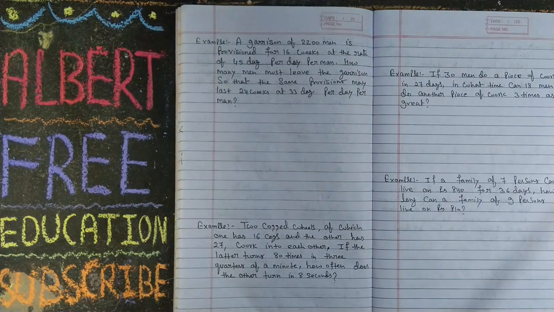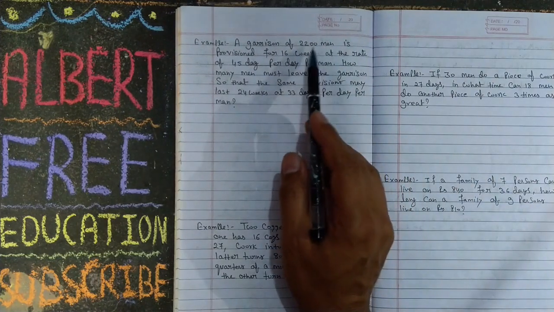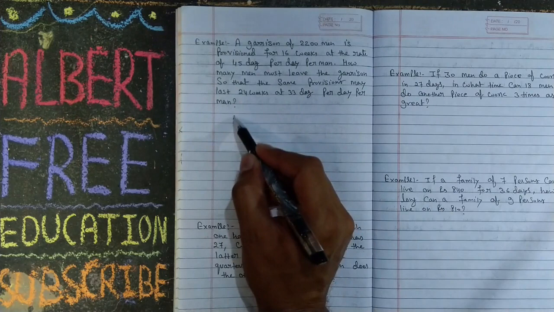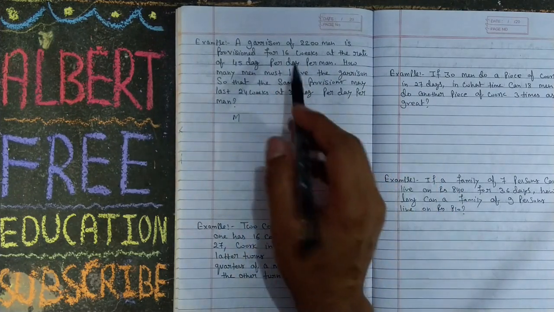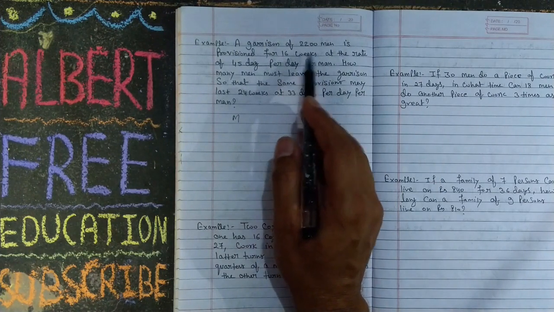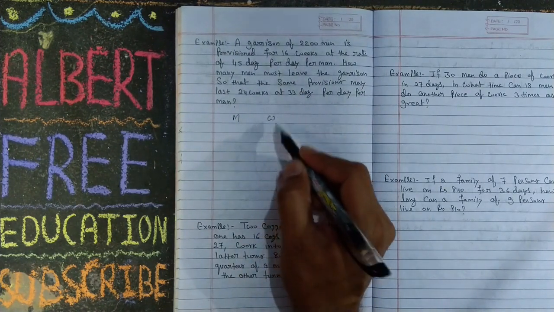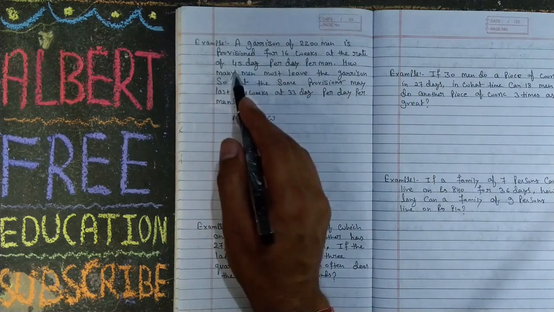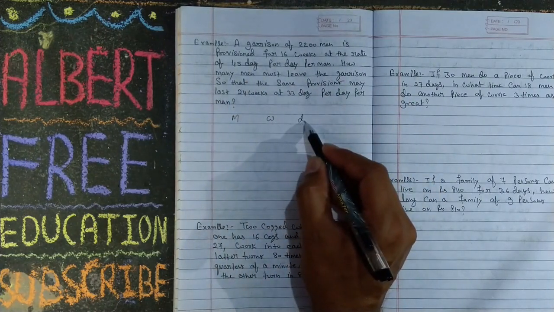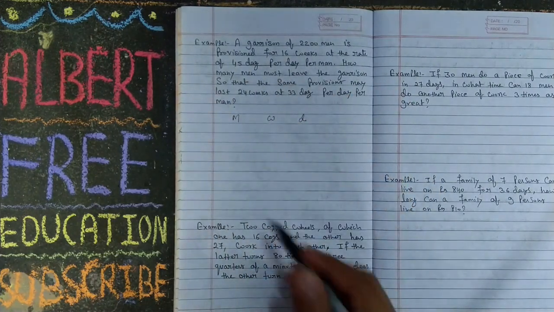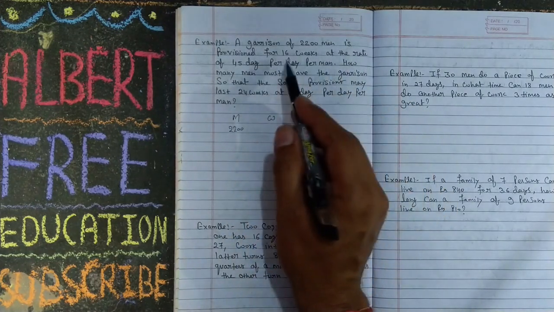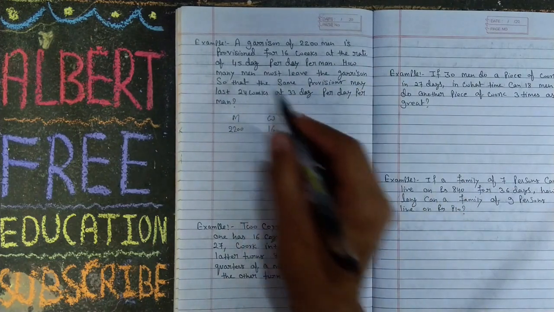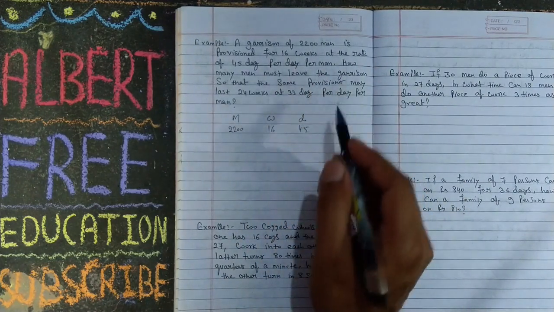So what he is asking in this question: total men are 2200. Provisions are there for 16 weeks, at the rate of 45 dag per day per man. So total 2200 men, 16 weeks, and 45 dag per day per man.